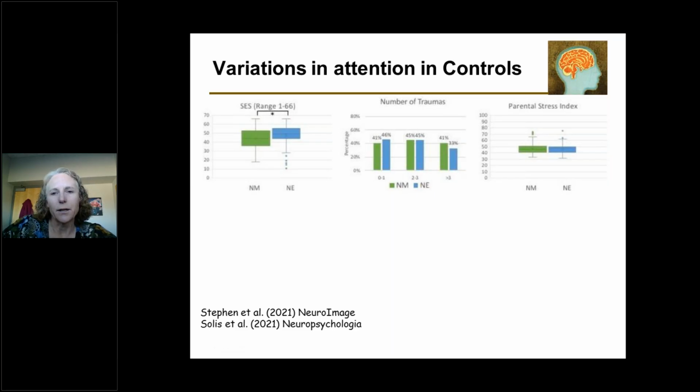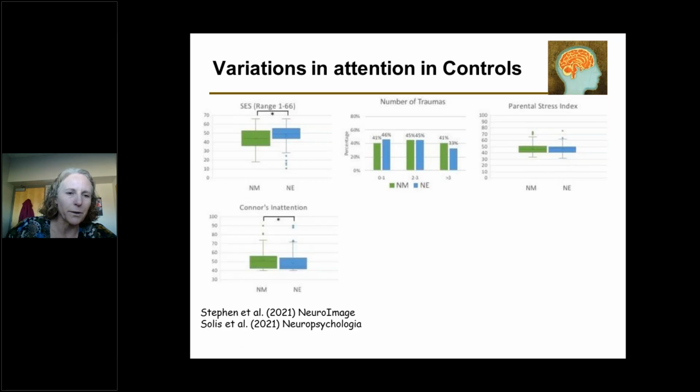exposed to. And then you can see that between the 2 sites, parental stress was about equivalent, but we also saw a difference in attention between the sites. The reason that I want to bring this up is because if you look at this difference in SES, socioeconomic status was on average higher in the Nebraska group relative to the New Mexico group. And in general, the inattention, so a higher score is worse, was actually higher in individuals in New Mexico relative to individuals in Nebraska on average.